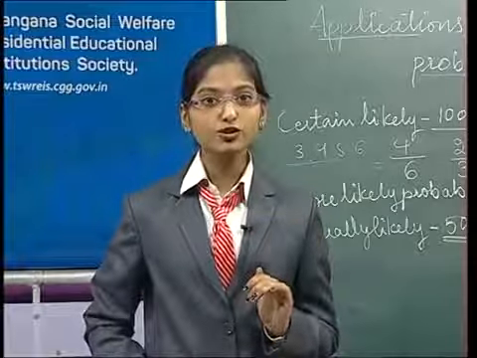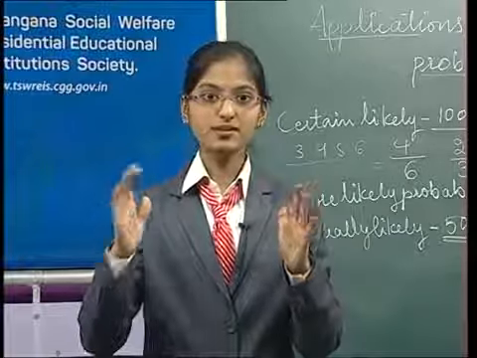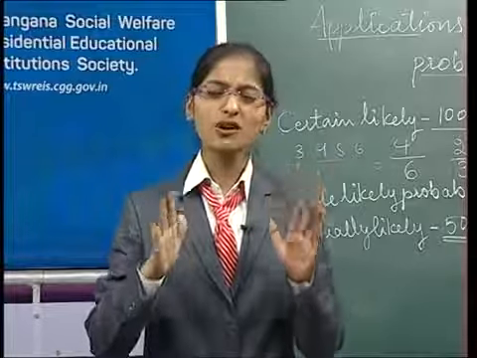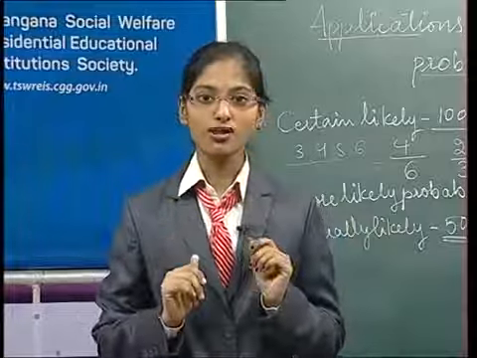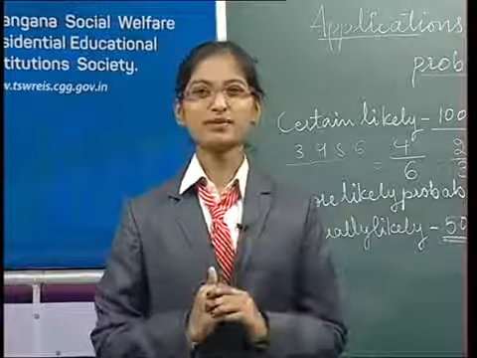When we compare to the numbers 2 to 6, getting 1 is less. That means the 1 by 6 part is less than the remaining all. So, it is less likely probability.